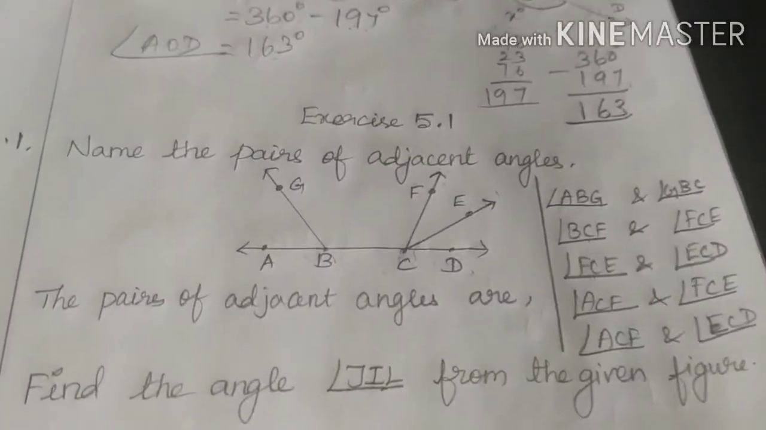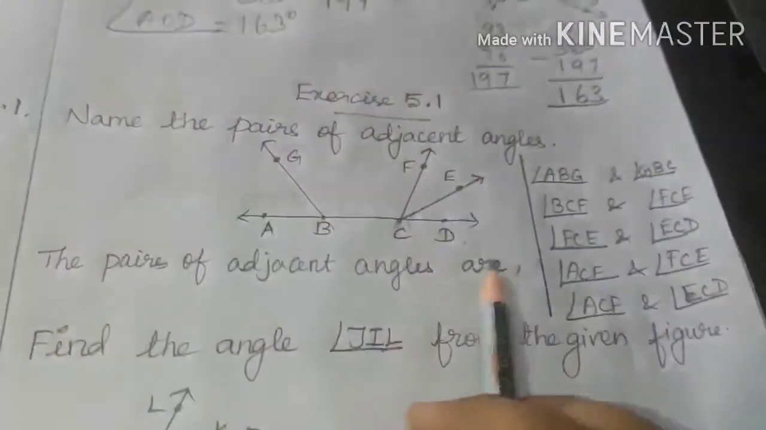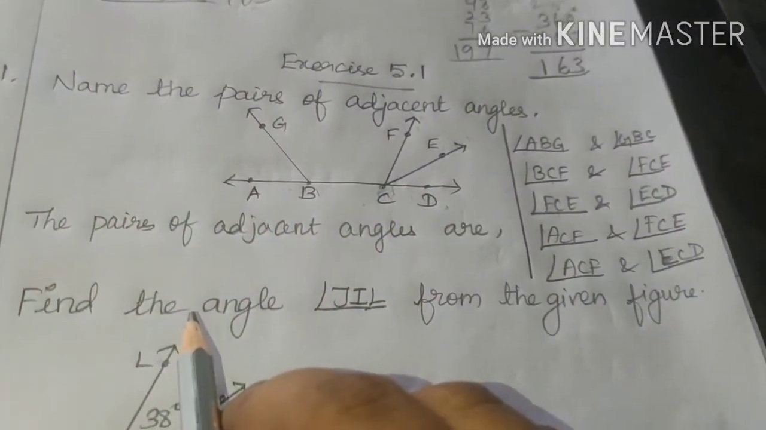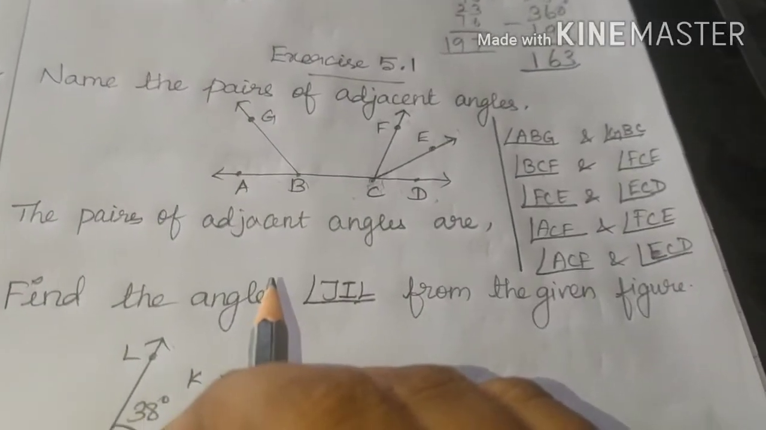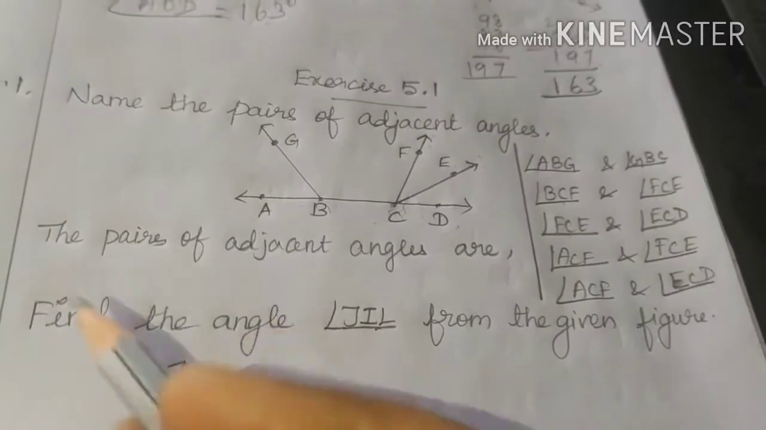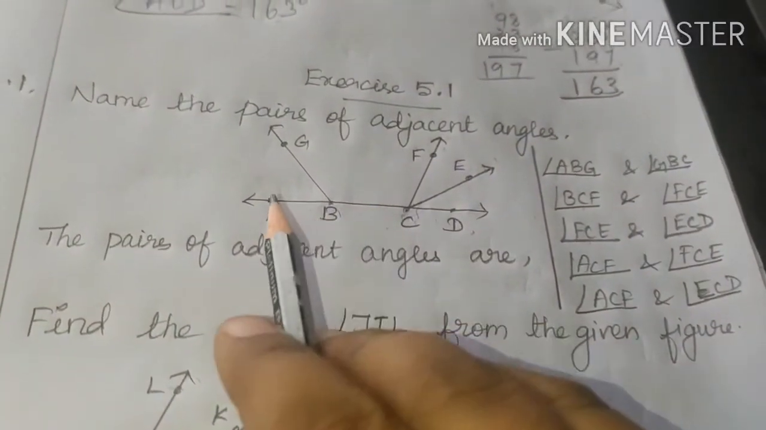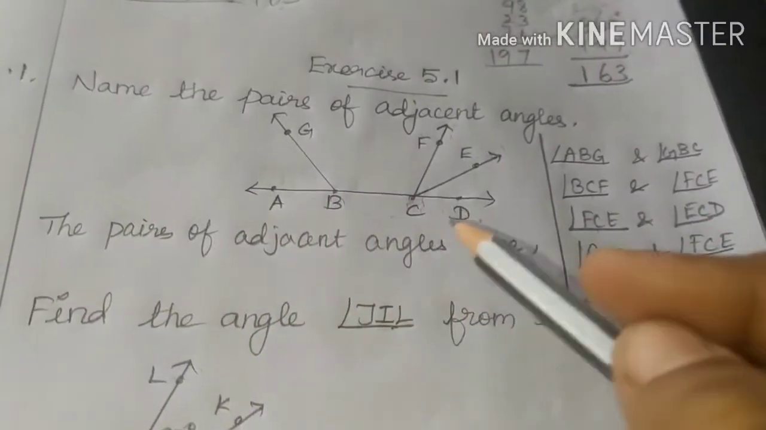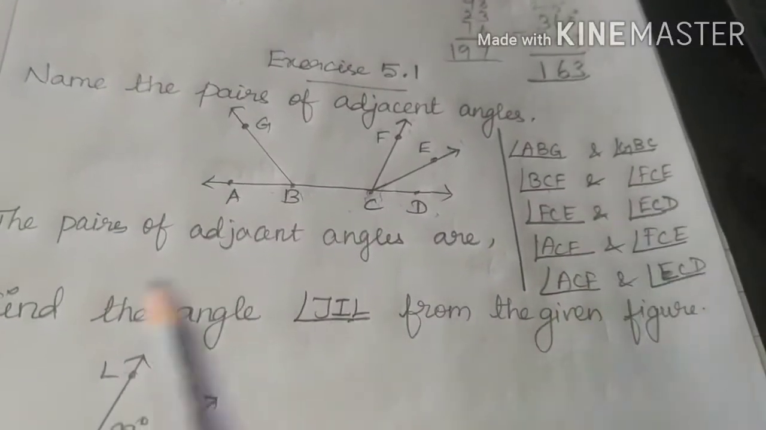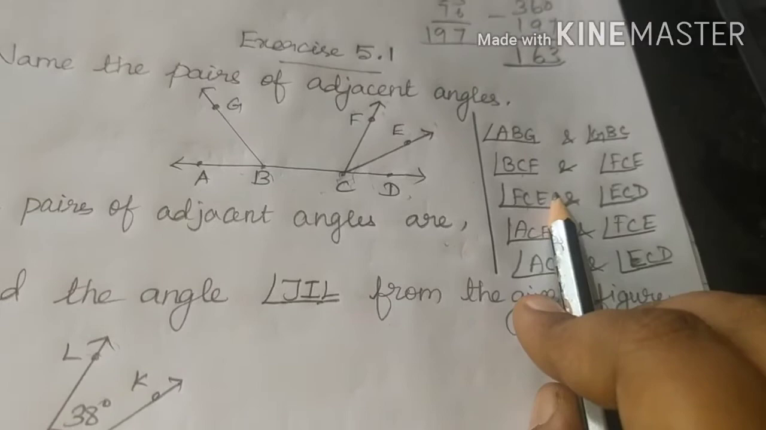So children, look at this. This is exercise number 5.1. You can start here. First question is name the pairs of adjacent angles. First you have to know what an adjacent angle is. Adjacent means next, beside, like that we can say. Whichever angle is beside another angle is called an adjacent angle. So here I have written the answers. The pairs of adjacent angles, you write like that.